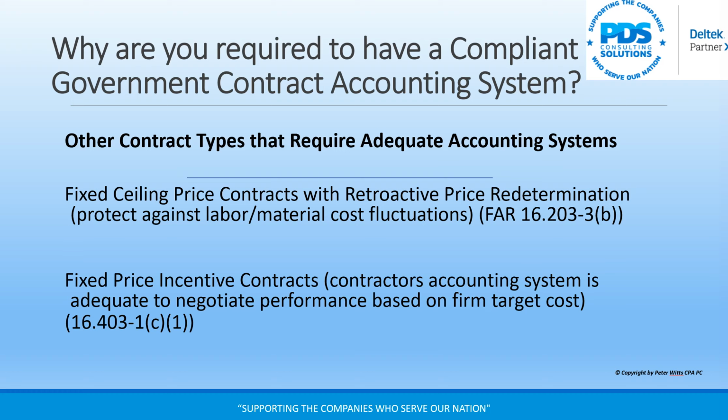And then lastly, another area in fixed price contracting is incentive-type contracts. The contractor's accounting system needs to show that it's adequate to negotiate performance based on target cost and show target cost as the basis. But when you've been incentivized and show greater performance, you have to be able to show those metrics.